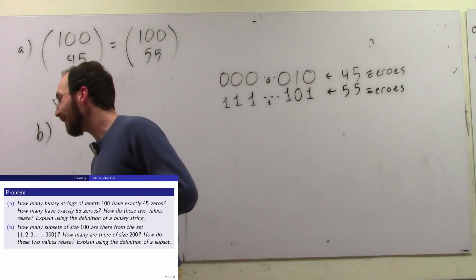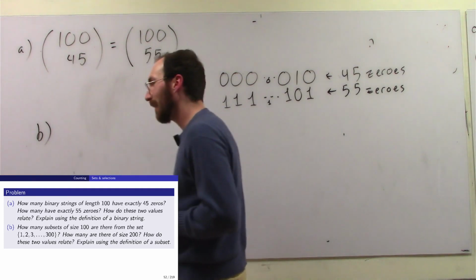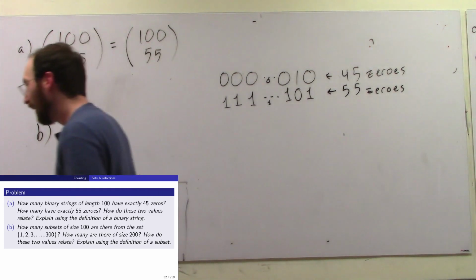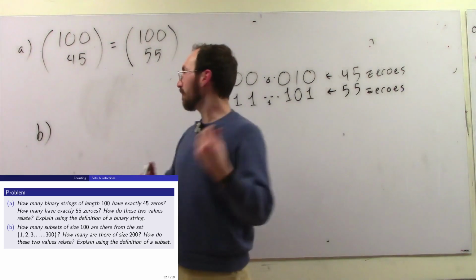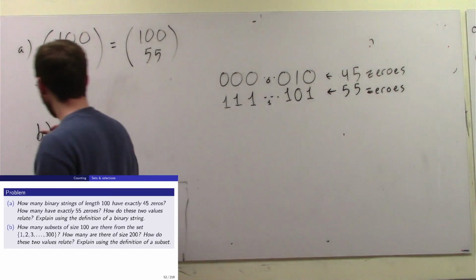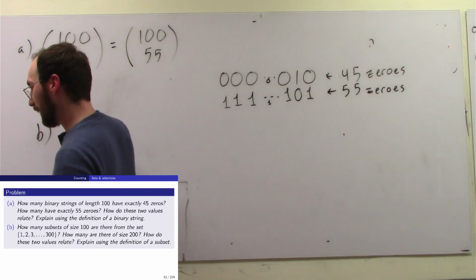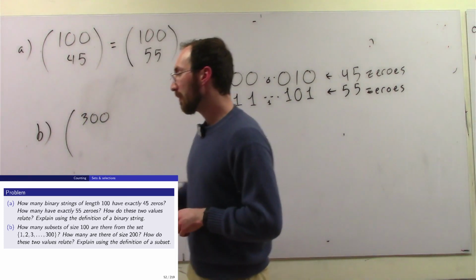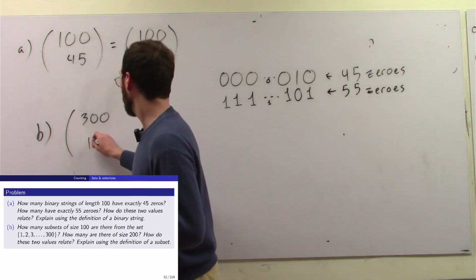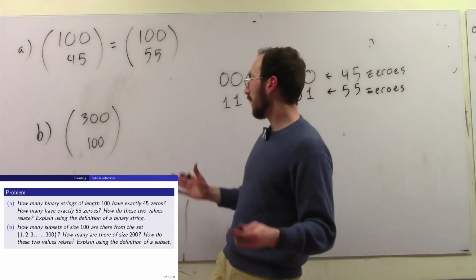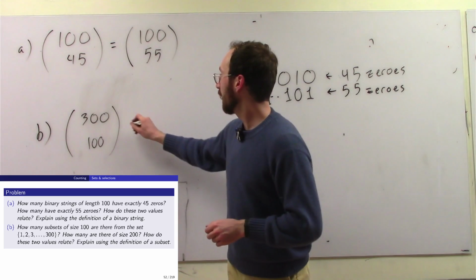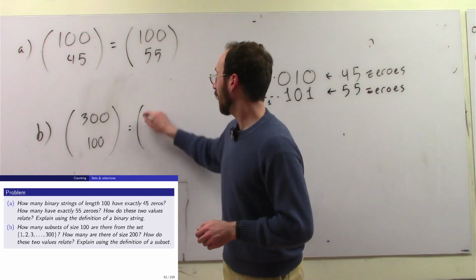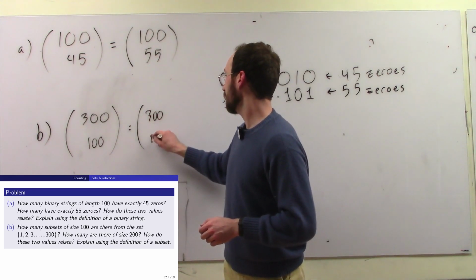So part B though, let's look at that. How many subsets of size 100 are there from the set 1 up to 300? And again, this is the same sort of idea, but it's no trouble doing similar problems. So there's 300 elements we have, and we choose 100 from there, or we choose 200 elements from there.